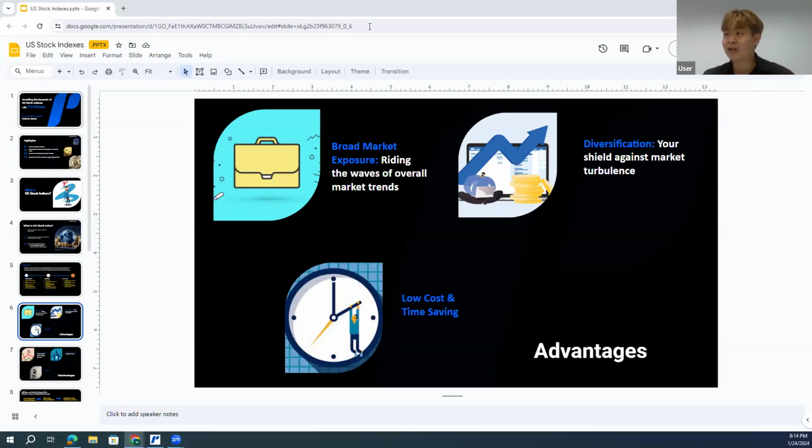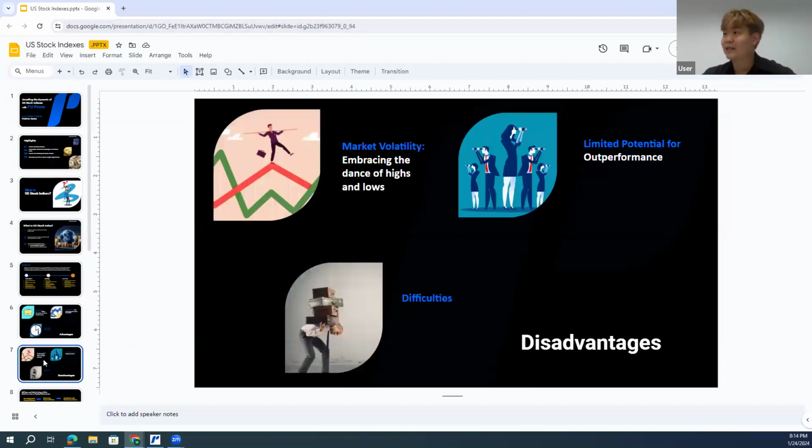And then, of course, when you invest in a stock index, it's very low cost and time saving. Compared to investing in individual stocks, where you need to analyze the companies one by one, it will be very time consuming. What are the disadvantages?